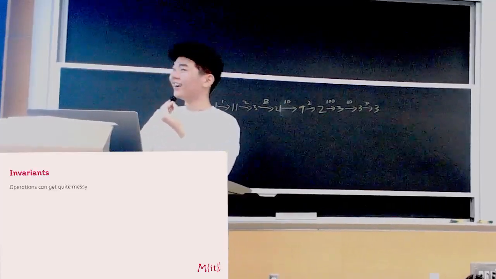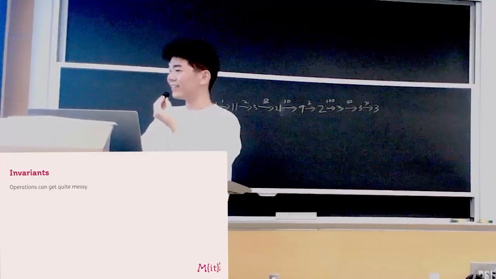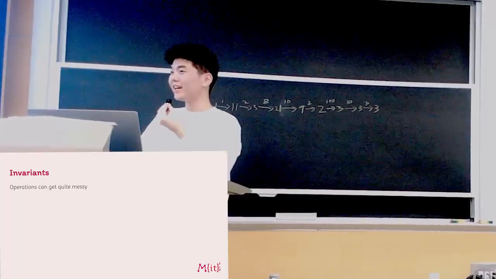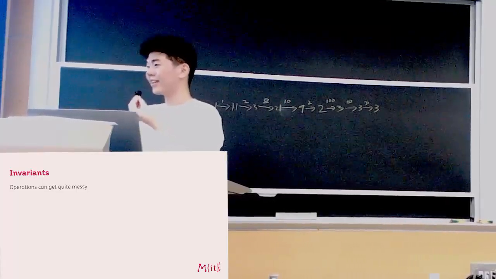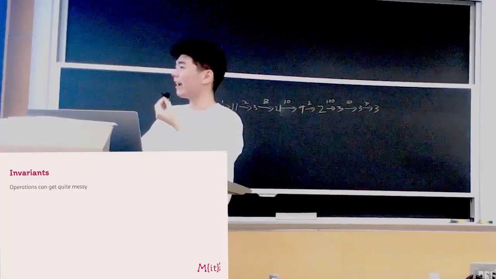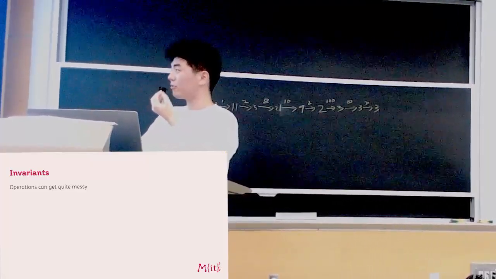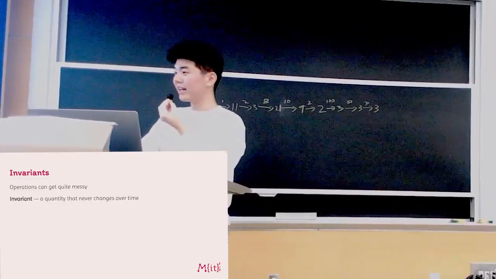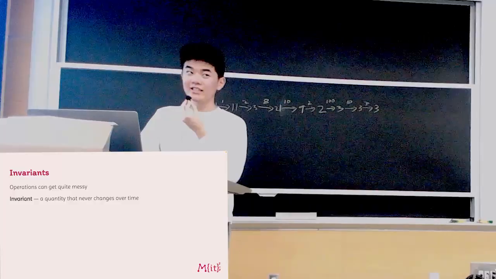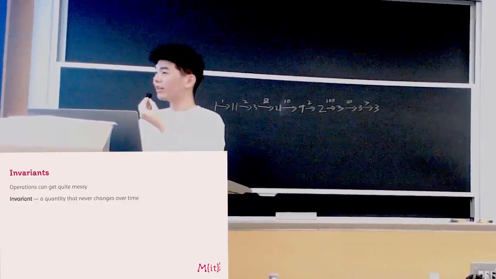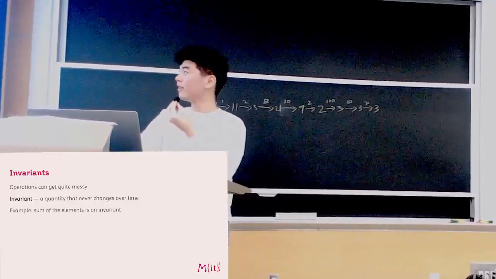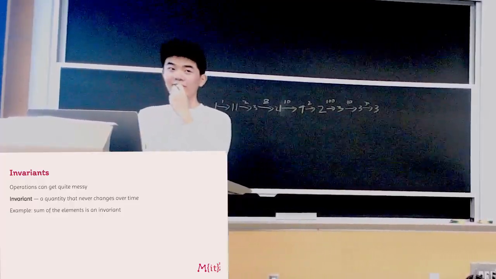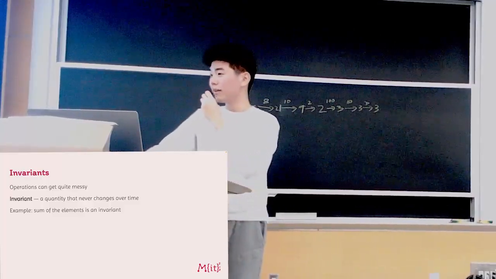So let's first introduce the idea of invariance. In problems with lots of operations like these, things can get quite messy. You have to maintain the order and the whole multiset if you want to do operations on it. So instead, what if we could represent a multiset using a single quantity, an invariant, a quantity that never changes over time? For example, the sum of elements in our multiset is an invariant, which is always 0. Otherwise, it's not possible to make all elements 0.